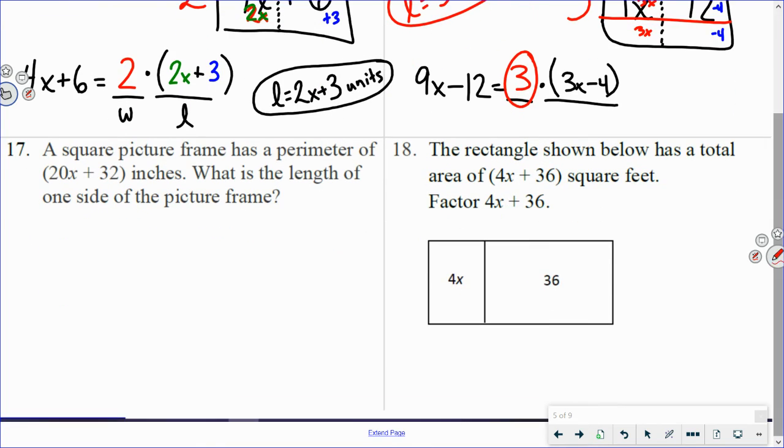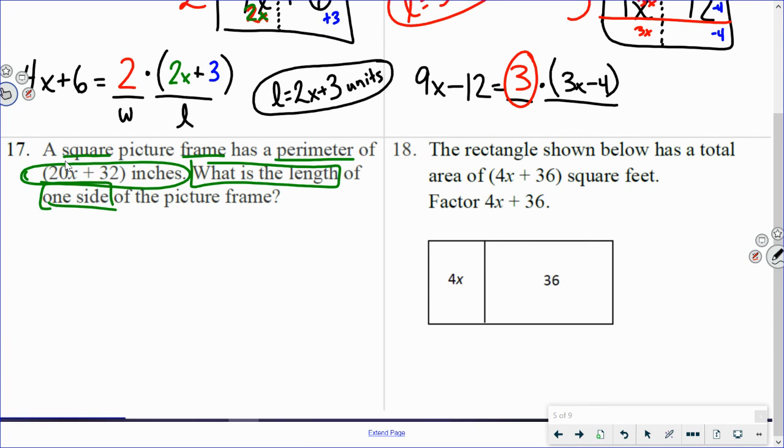For number 17, we have a square picture frame. Perimeter is a key mathematical word. 20x plus 32, I should have circled the inches along with it because we always include the units. Question, what is the length of one side?